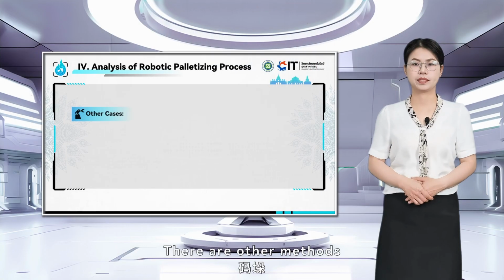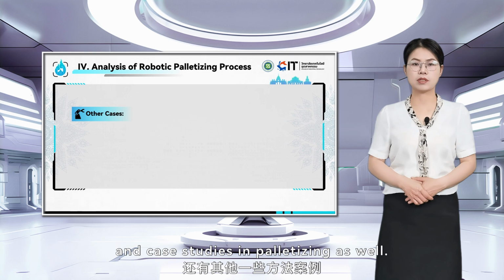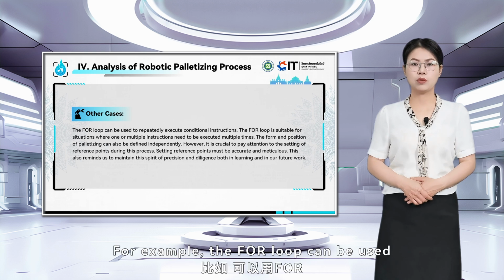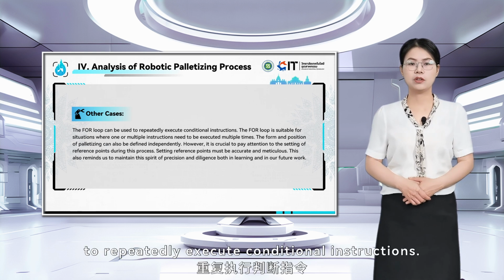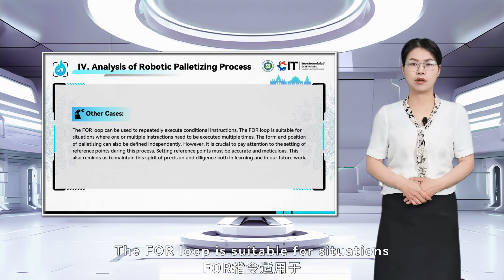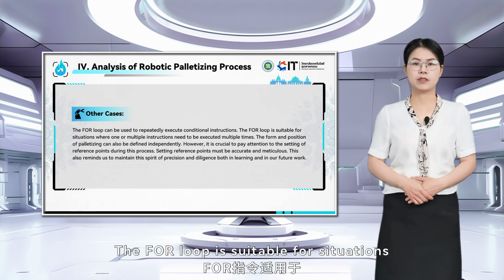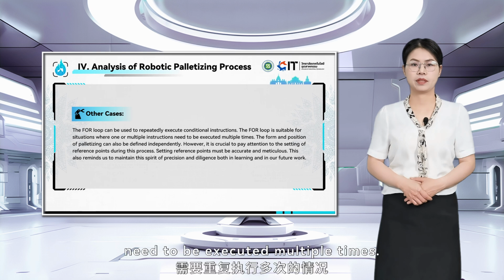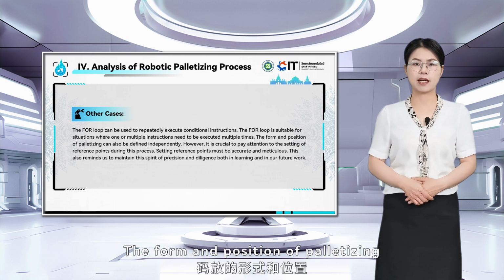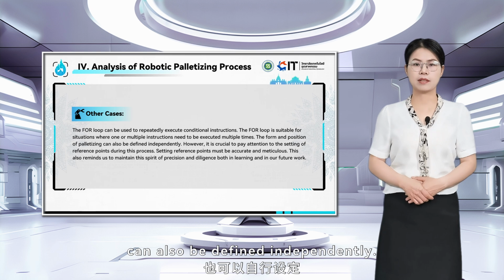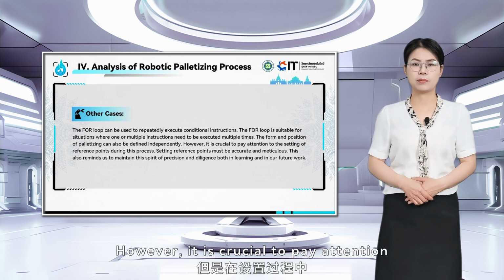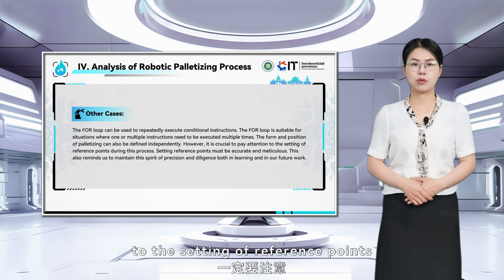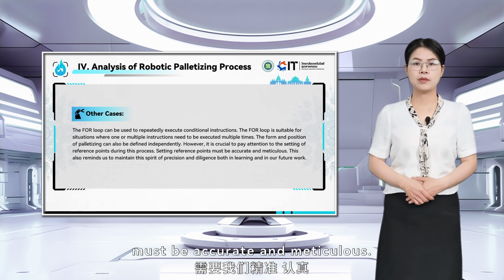There are other methods and case studies in palletizing as well. For example, the for loop can be used to repeatedly execute conditional instructions. The for loop is suitable for situations where one or multiple instructions need to be executed multiple times. The form and position of palletizing can also be defined independently. However, it is crucial to pay attention to the setting of reference points during this process. Setting reference points must be accurate and meticulous.